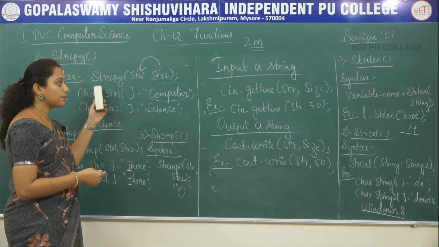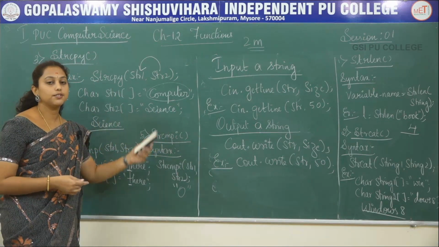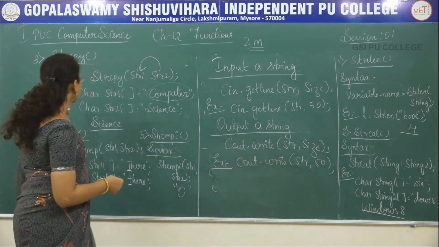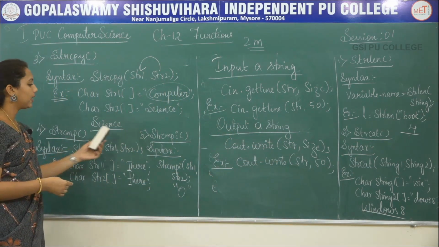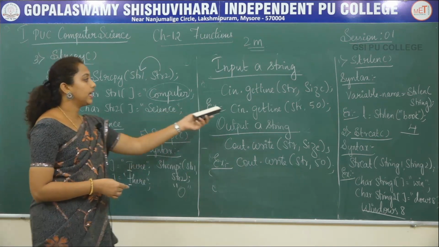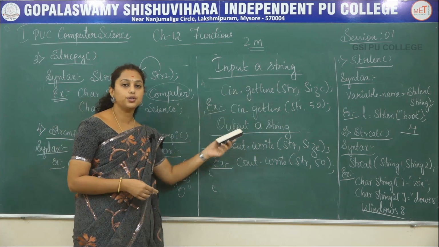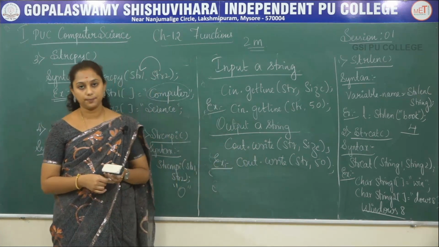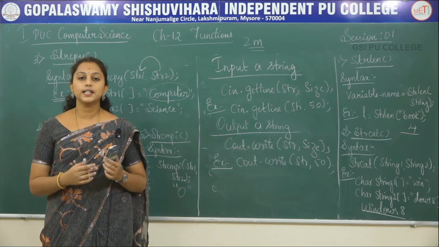When it comes to string functions, the different string functions are string length, string concatenate, string copy, string compare and string compare I functions. Using the getline function we can input a string, and using the write function we can output a string. So this completes this chapter.